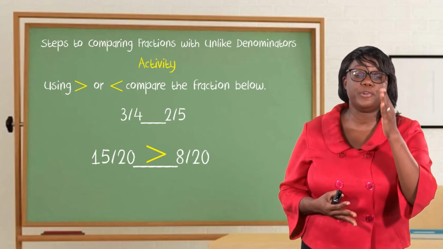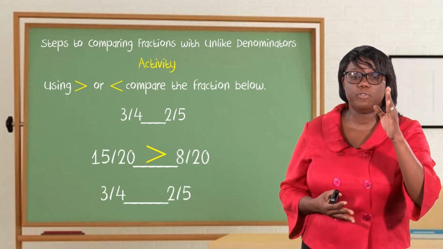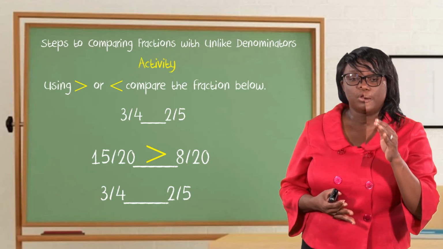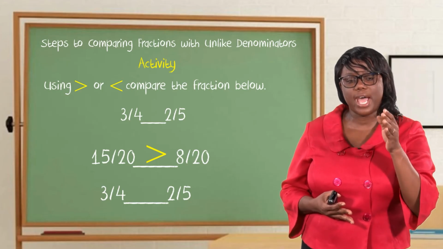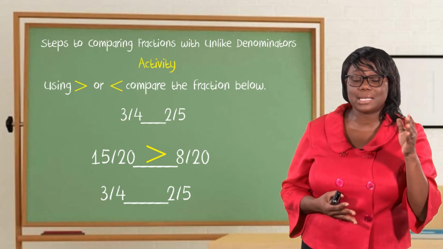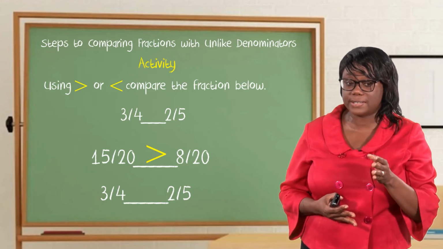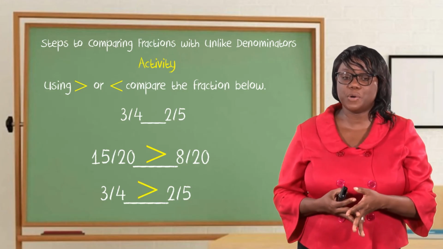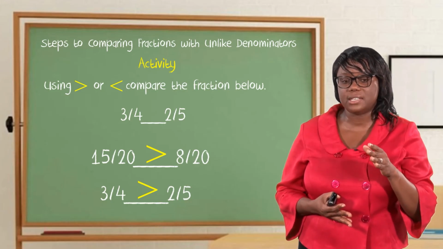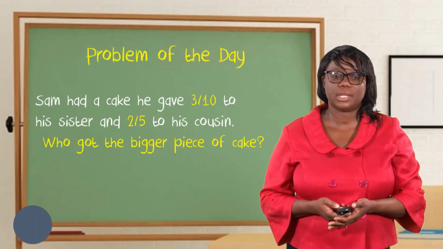So let's compare the original fractions now. 15 over 20 is equivalent to 3/4. Boys and girls, do you know that 3/4 also has another name? Yes, it's 3/4. So 3/4 is greater than 2/5.